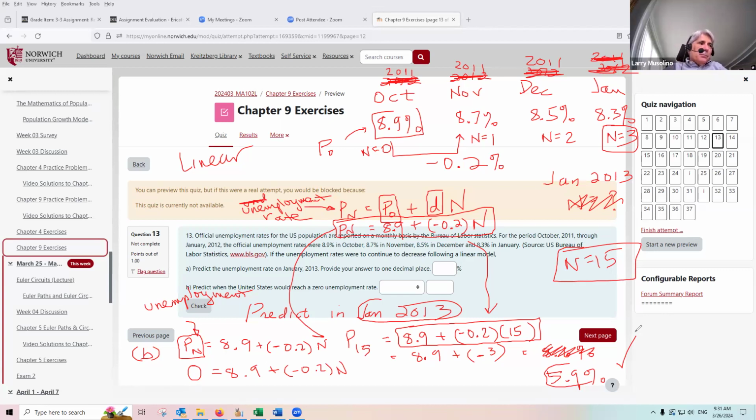But now part B of the question is saying, when is the unemployment rate going to drop all the way down to 0? Well, that's what P sub n represents, the unemployment rate. You're trying to find the month though. So we don't know capital N for this one. So I'm going to replace this P sub n with a 0. Now I have to try to solve this messy equation. Let me erase a little bit here so we could do it.